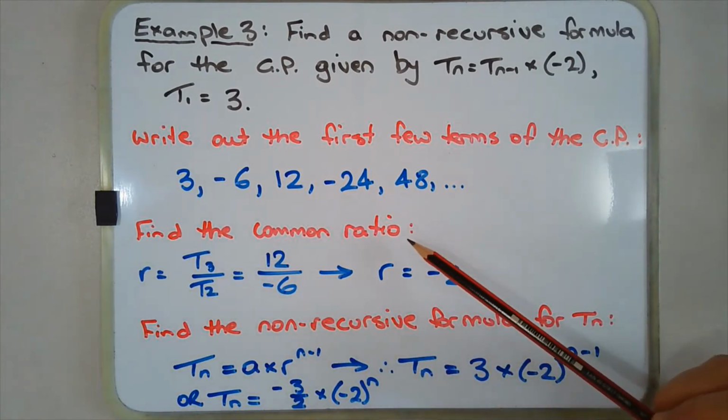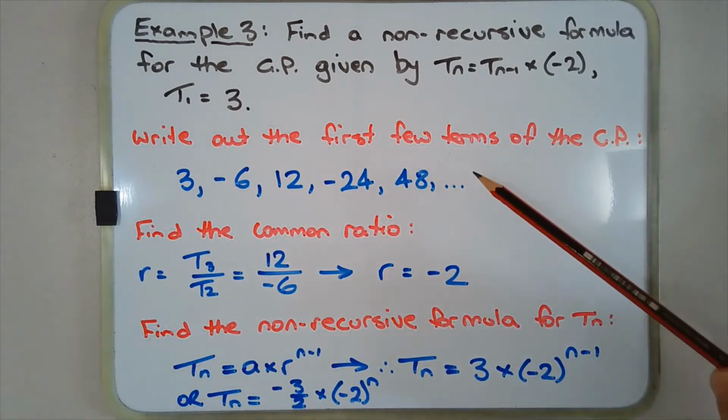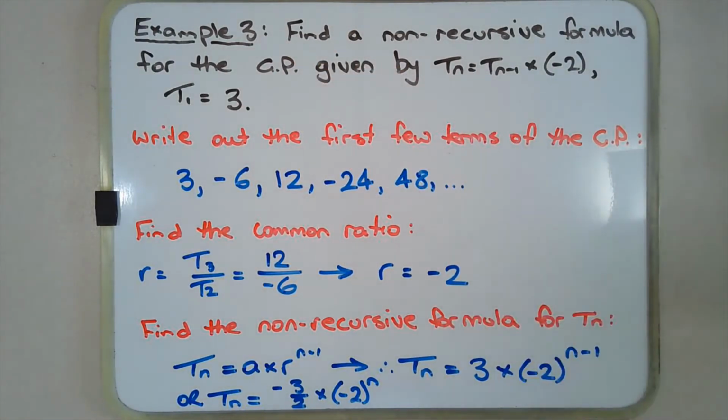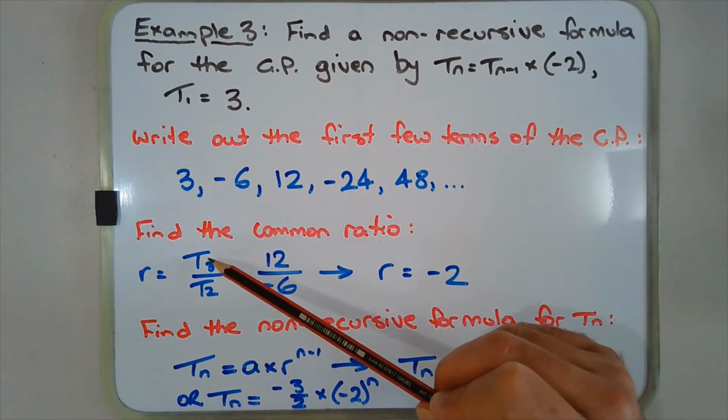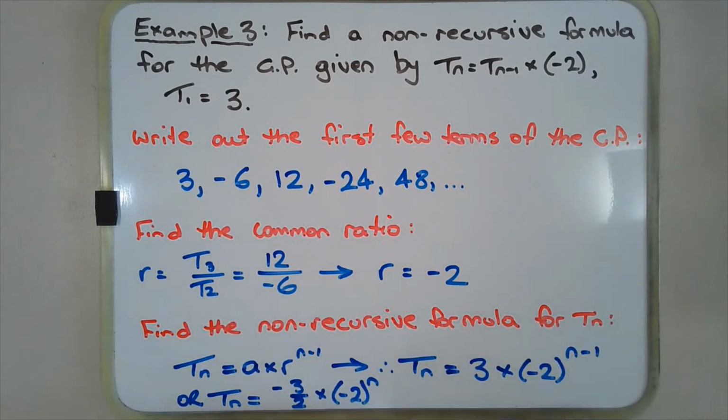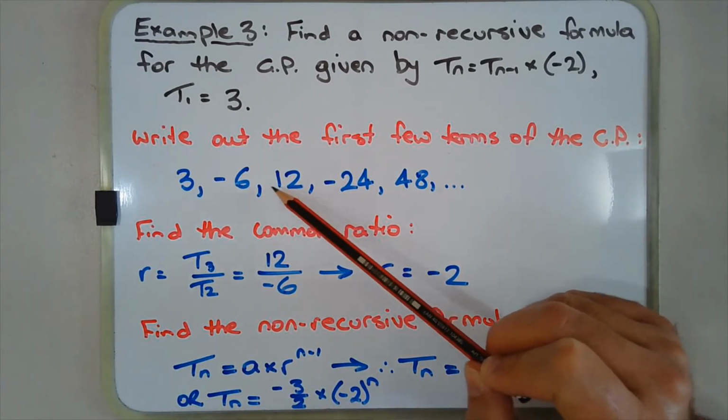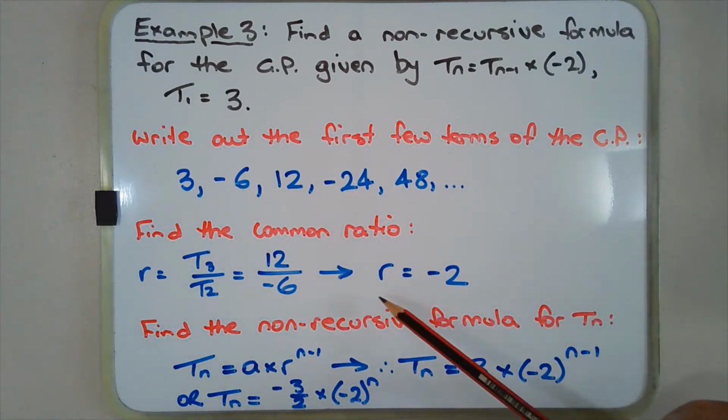Next, let's find the common ratio. Now, we don't need to prove that this is a GP. In fact, we're told this in the question, so no need to spend extra time on that. So all we need to do is just pick any two consecutive terms. So I've just chosen T3 and T2. So to find the common ratio, I just take T3 divided by T2, 12 over negative 6, and that gives us a common ratio of negative 2. So again, any two consecutive terms will be fine and will give you an R value of negative 2.